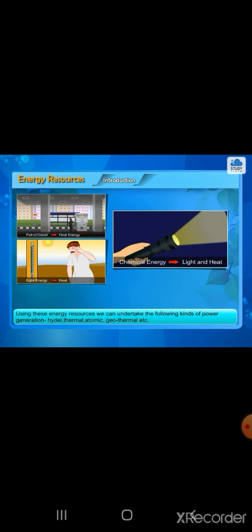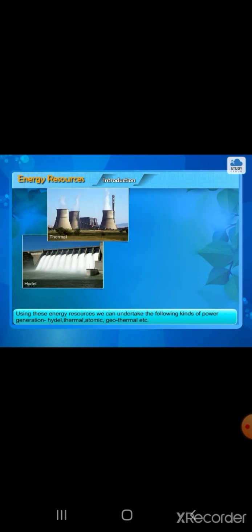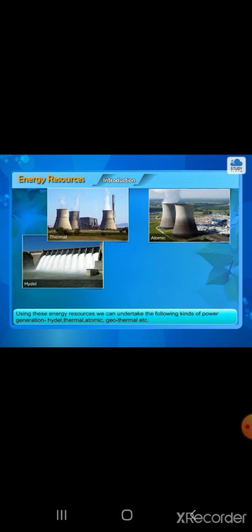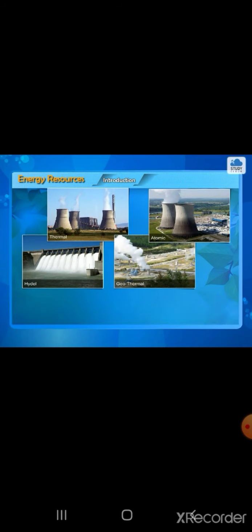Using these energy resources, we can undertake the following kinds of power generation: hydel, thermal, atomic, geothermal, etc. In thermal power stations, we have to burn the energy resources to generate electricity.